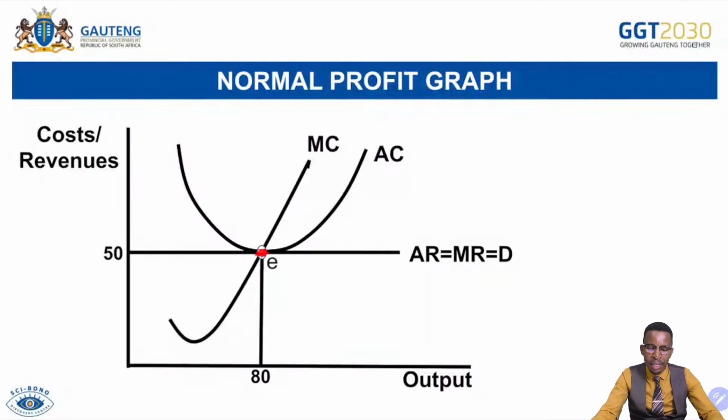Point E there indicates the profit maximization point, where MR equals MC. Then 80 is the profit maximization output, and 50 is the profit maximization price.